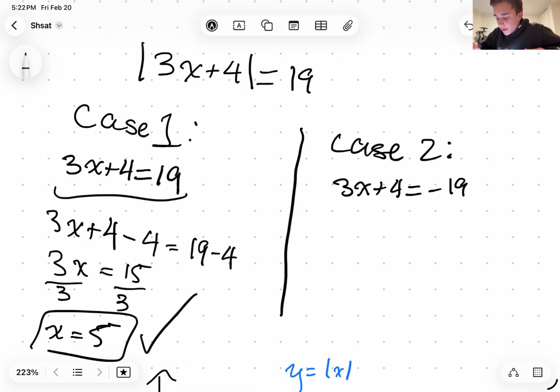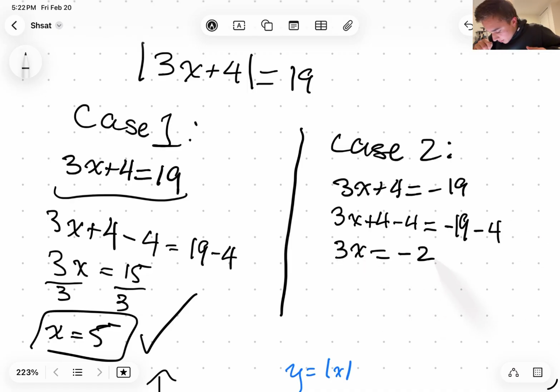We can do a similar thing here. So 3x plus 4 equals negative 19. So you can subtract 4 from both sides of the equation. So you know 3x equals negative 23. You divide by 3 on both sides to get x by itself. You know x equals negative 23 over 3.